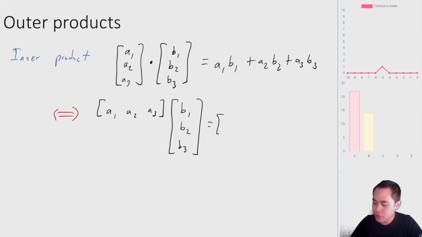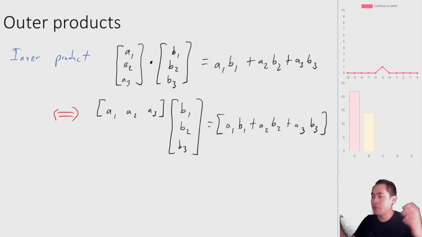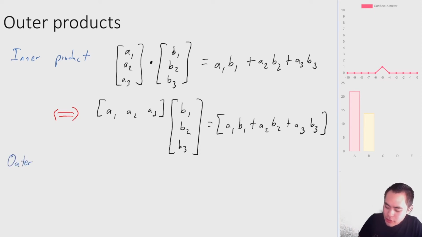Which is equal to, well, it's a 1 by 1 matrix, but you can think of this as almost the same as a scalar. A1, B1, A2, B2 plus A3, B3. Okay, so that's an inner product. Now that we've defined an inner product, you might ask, is there an outer product? And the answer to that is yes.